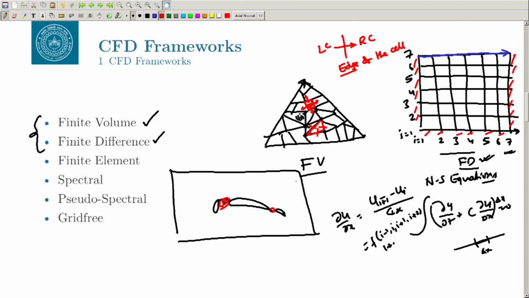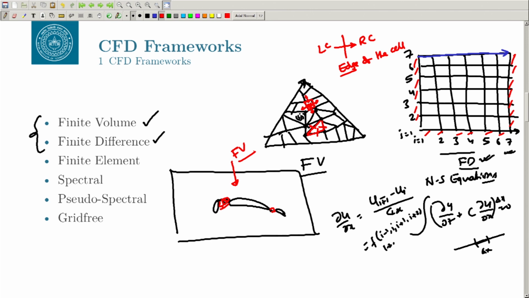If you want to simulate an entire aircraft, it is very difficult to make a structured grid even if you use multi block and so forth. So, in those cases a good option that you have is finite volume. That is the advantage of finite volume: it can take any kind of geometry, and you can fill it with hex cells.